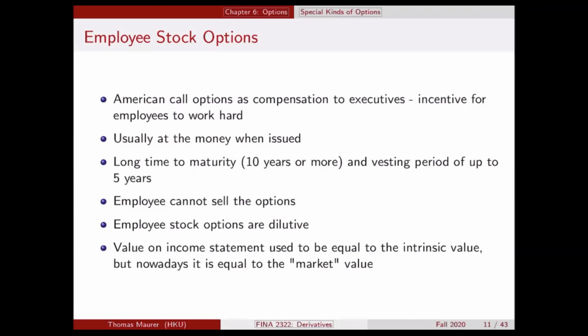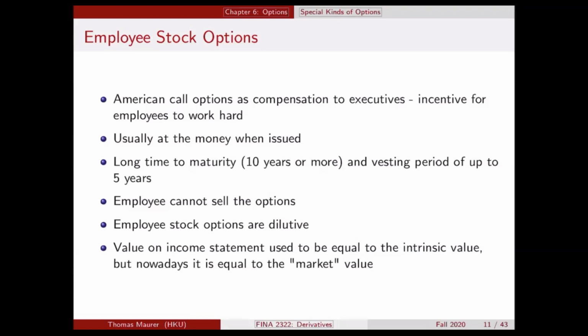Nowadays, when companies award employee stock options to an employee, they have to actually report the true market value of that employee stock option, and this will then be used both for accounting purposes and also to determine the tax which an employee has to pay on his salary.